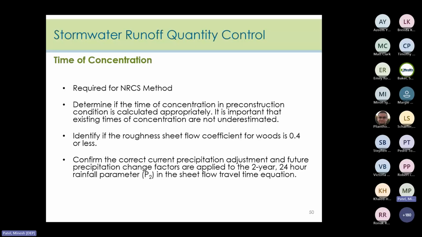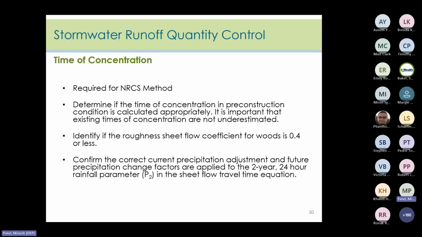We need to make sure that the Manning sheet flow roughness coefficient is 0.4 or less for the time of concentration calculations. According to the NRCS, the maximum Manning's roughness coefficient to be used is 0.8 for woods with dense underbrush, but in New Jersey, we do not have those conditions, so the maximum Manning's coefficient for sheet flow would be 0.4. Peter did cover this in Module 2, and more of this can be found in Chapter 5.